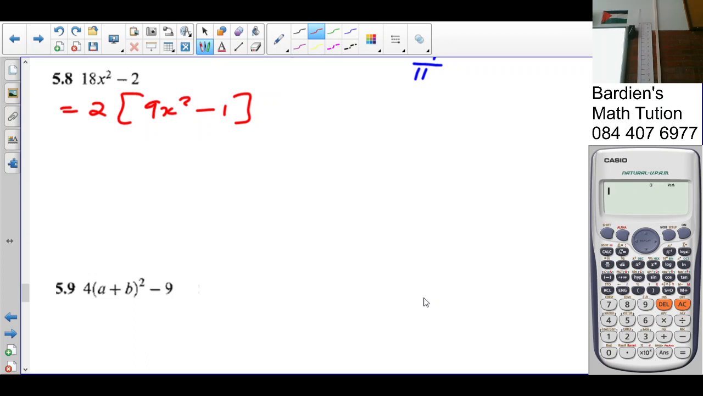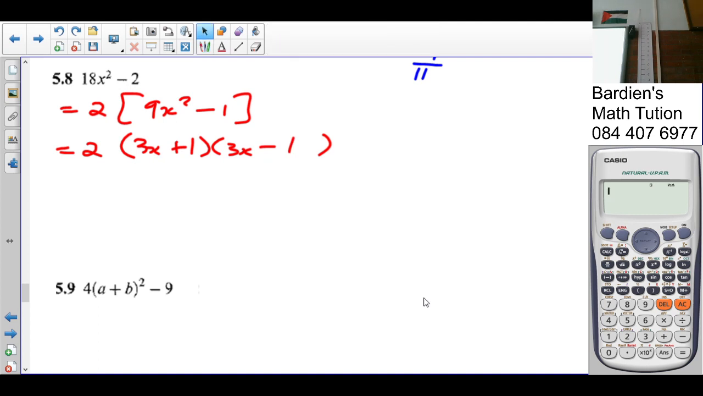What can happen inside the bracket? Difference of 2 squares. So what's the square root of 9x squared? 1 plus, 1 minus. The square root of 1? 1 and 1. Any confusion there? No. Let's look at 5.9.